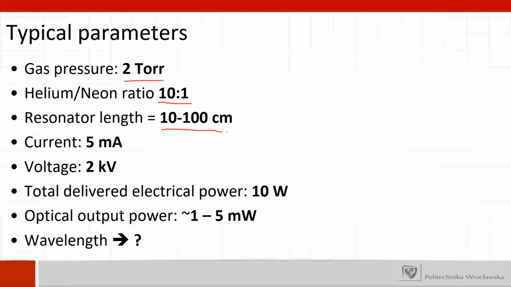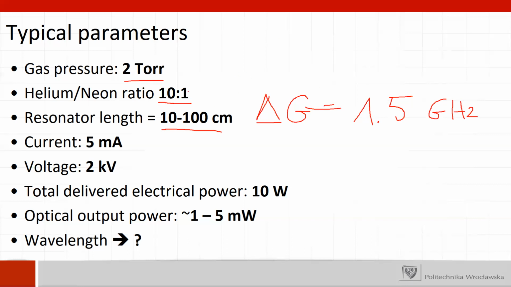But you need to remember that if you make a longer tube, then you reduce the free spectral range, and you can have more longitudinal modes generated in your spectrum, because the width of the gain curve in a helium neon laser is at the level of 1.5 gigahertz. So when we have a long laser where we have less than 100 megahertz of mode spacing, we can have many longitudinal modes emitted from the laser.